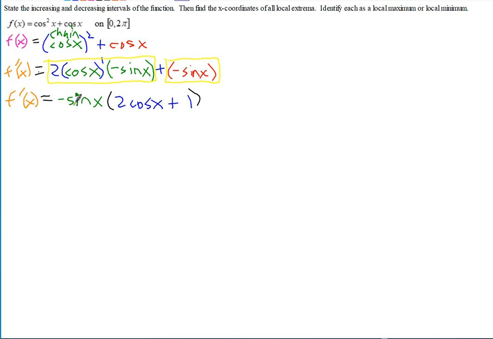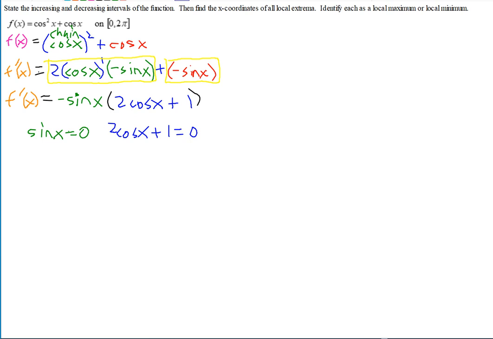So if you said negative sine x equal to 0, that's just like setting sine x equal to 0, because the opposite of 0 would still be 0. And then, or the 2 cosine x plus 1 could equal 0. So the negative here doesn't affect what makes it 0, but it will affect when we're testing in our intervals.